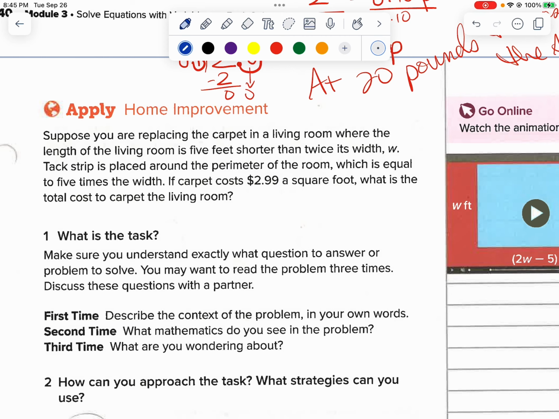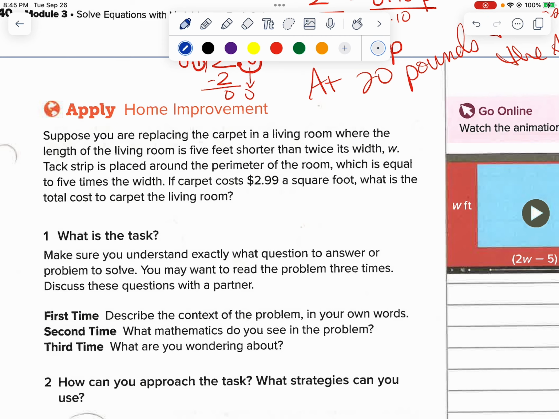Suppose you are replacing the carpet of a living room where the length of the living room is 5 feet shorter than twice the width. A tack strip is placed around the perimeter of the room, which is equal to 5 times the width. If the carpet costs $2.99 a square foot, what is the total cost of the carpet in the living room?